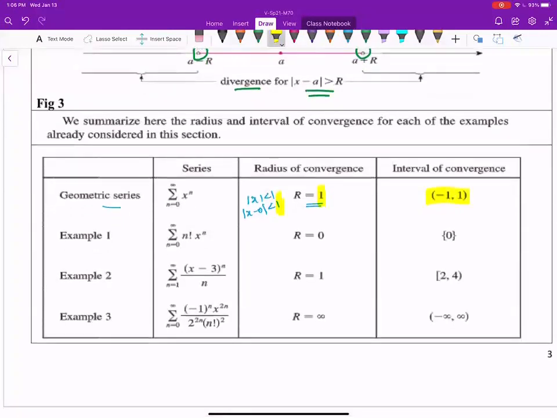In example 1 that we have done, we saw that it converges only at x equal to 0, so the radius of convergence is 0. In example 2, we saw that r equals 1 and the interval of convergence is 2 to 4. If we consider the endpoints 2 and 4 separately and plug them in, we proved that it converged at x equal to 2, but it didn't converge at the endpoint 4. But in between 2 and 4, it converges. So these are some of the things that we already saw.